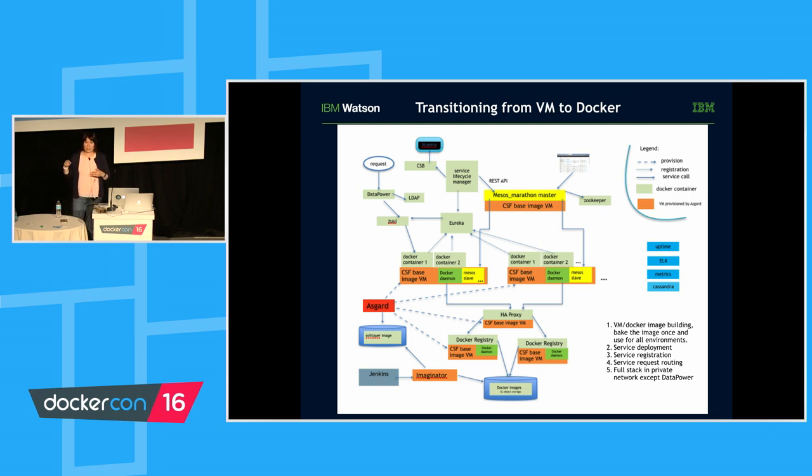And DataPower talks to LDAP for authentication, and then we use Zuul to do load balancing across multiple service instances. That's a high level of how it works. We also have a set of operation visibility components like ELK, and we also use Uptime, those types of capability, to monitor the service. And this whole picture, all the components, are running in a private network, and only DataPower is the piece that has public network access.